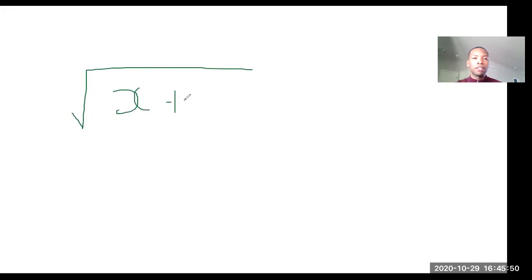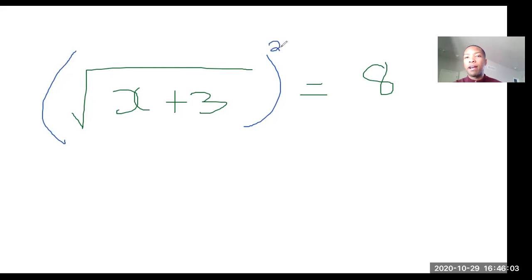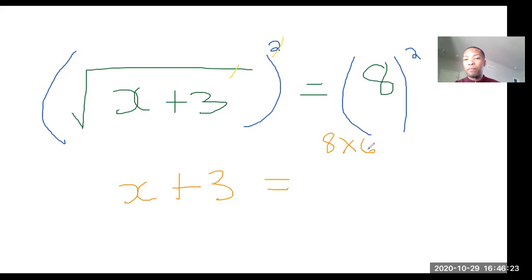If I have the square root of x plus 3 is equal to 8, and I need to find x, I have to get rid of that square root sign by squaring it. Whatever you do on one side, sure enough, got to do it on the other side. So then my square cancels out my square root. So I'm left with x plus 3, and 8 squared is 8 times 8, right? Which is 64.